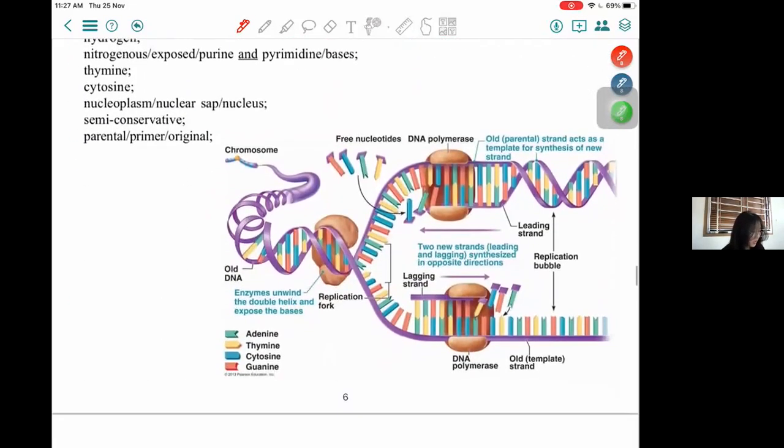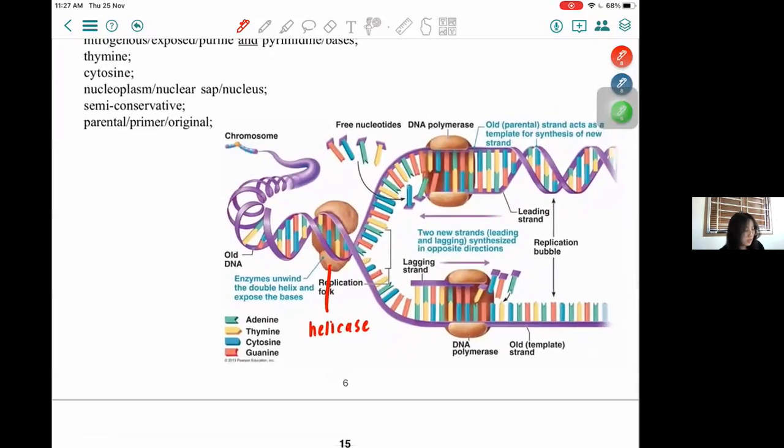So here the diagram shows the process of DNA replication. You can see there are 2 strands, which are the leading strand and the lagging strand, and the 2 strands are synthesized in the opposite direction. So here is the enzyme that unwinds the double helix and exposes the bases, which is the helicase. So the process of DNA replication is like, the first is the helicase, right?